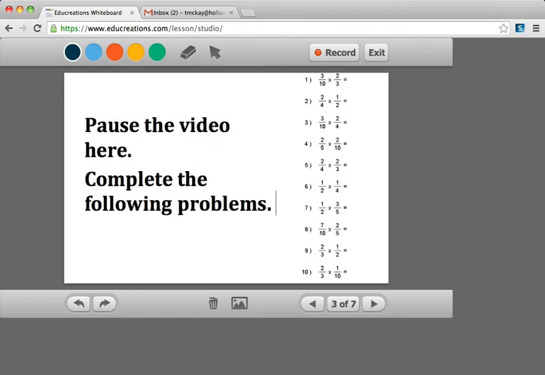Now, I want you to pause the video here, and complete the following problems on a separate sheet of paper, numbered 1 through 10. Please pause the video until you are finished with these 10 problems. Remember to cross simplify and write your answers in the simplest form. If you have any questions, please raise your hand while you're working. Please pause the video now.